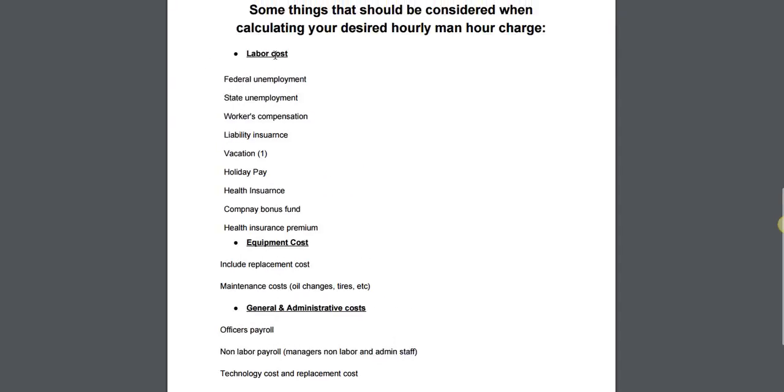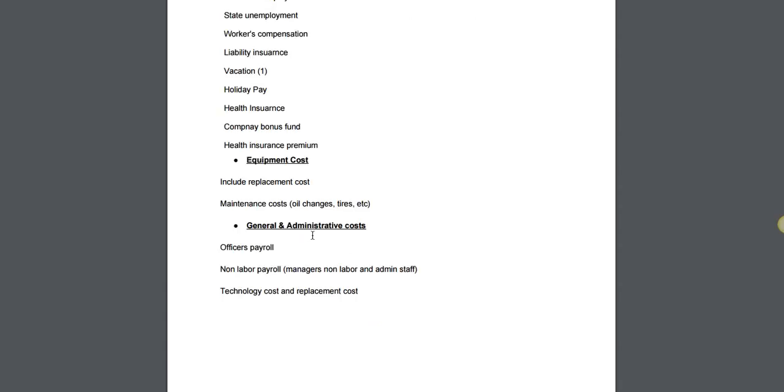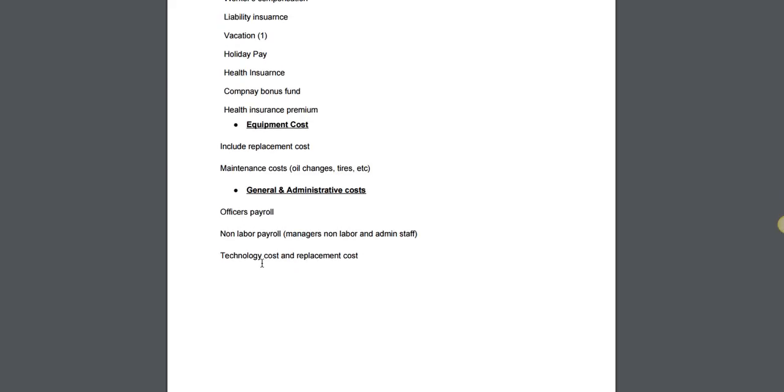In addition, you want to cover your G&A, your general administrative costs. So this would cover your officer payroll. If the officer is completely out in the field, or if you are working within your business, when you're in the field, you recover that part of your labor under the labor costs here, and then any G&A or general administrative non-labor tasks would be covered under your G&A. And in addition, any non-labor payroll, such as managers that aren't doing labor and any administrative staff in the office. The last thing you want to consider is your technology costs and the replacement costs. So any of the computers or tablets or smartphones you're using, you should be recovering that cost every 2 to 3 years whenever you're replacing them and billing the customer that portion to recover that cost.